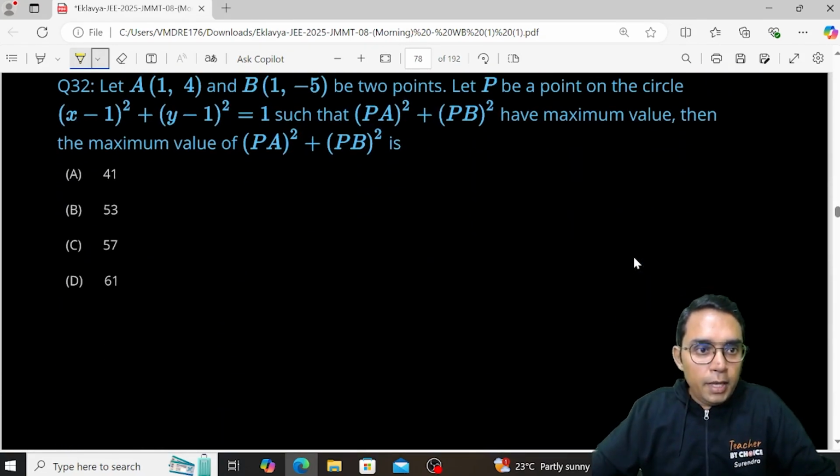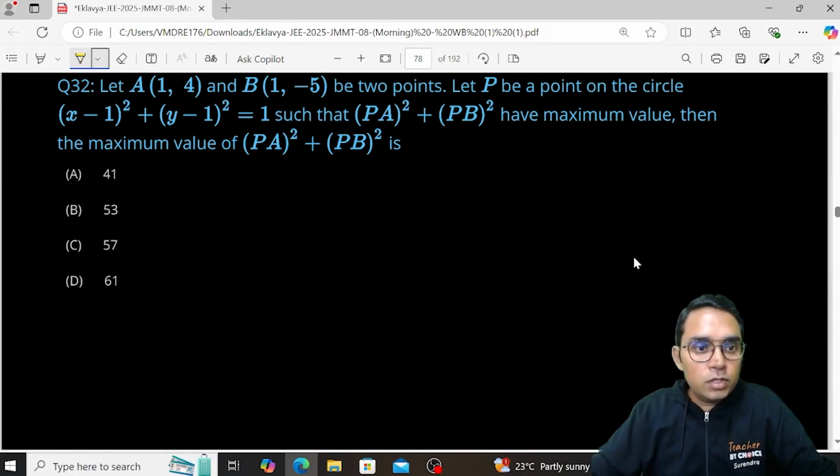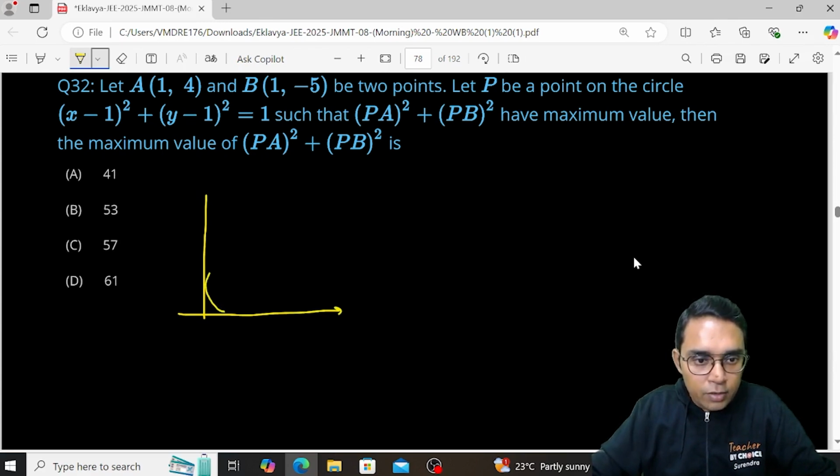Now this question, question 32. A and B are 2 points and P is a point on the circle such that PA square plus PB square has maximum value. Then the maximum value we have to find. Okay. So here you please see that the circle is having center at (1, 1) and radius is also 1. That means it will touch the x-axis and y-axis like this.